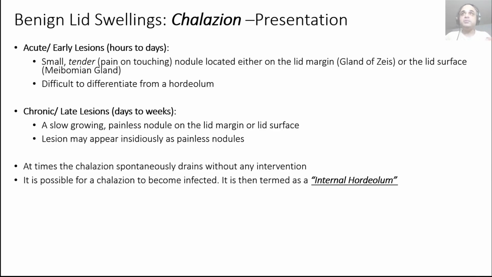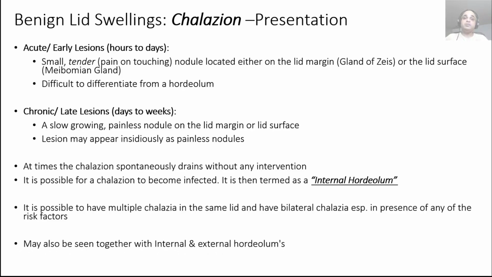It is also possible for a chalazion to become infected, and then it's called an internal hordeolum. We'll talk about internal hordeolum when we talk about hordeola. We'll do that next. It is also possible to have multiple chalazia in the same lid. And it's also possible to have bilateral chalazia, especially if you have any of the risk factors. And you can have internal and external hordeolum together with chalazion as well.